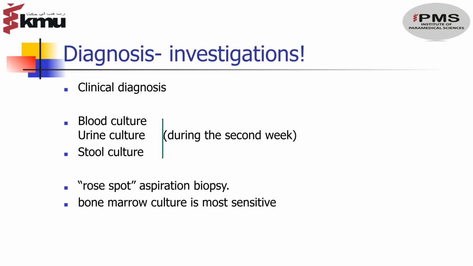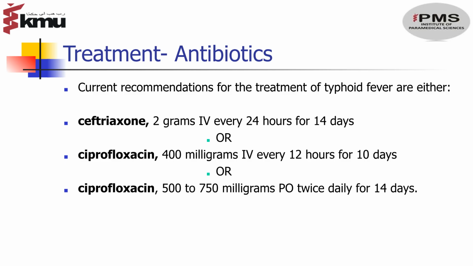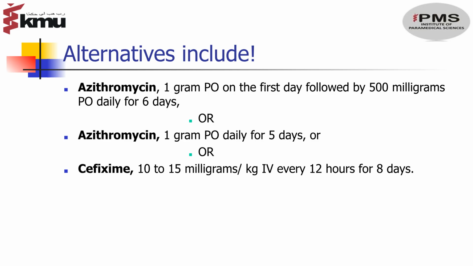Diagnosis relies on clinical assessment and investigations. These include blood culture, urine culture during the second week, stool culture, and rose spot aspiration biopsy. Bone marrow culture is the most sensitive diagnostic method. Current antibiotic recommendations are ceftriaxone, 2 grams IV every 24 hours for 14 days, or ciprofloxacin, either 400 milligrams IV every 12 hours for 10 days, or 500 to 750 milligrams PO twice daily for 14 days.